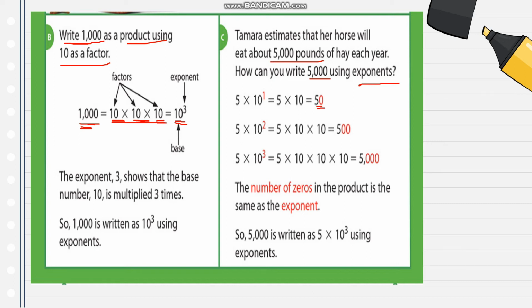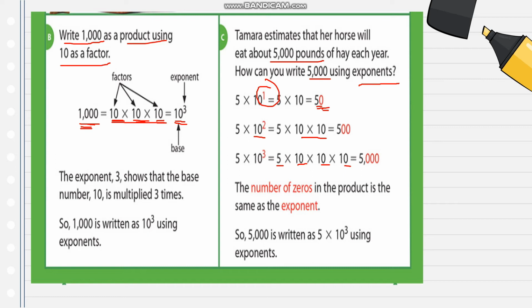If it is 5 by 10 to the second power, it means 5 multiplied by 10 multiplied by 10 is equivalent to 500. Why 10 multiplied by 10? Because 10 squared means 10 by 10. 5 multiplied by 10 cubed, it means 5 multiplied by 10 by 10 and by 10. So why did I multiply 10 3 times? Because the exponent is 3. As you can see, if you observe the exponent and the number of zeros in the product, it is the same as the exponent.